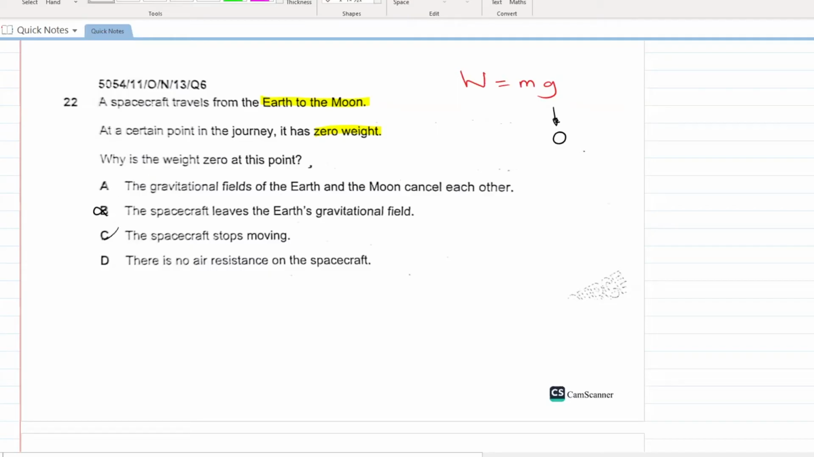The spacecraft stops moving? No. There is no air resistance? No. The gravitational fields of the Earth and Moon cancel out? Yes, this could be possible. Why? Because let's say Earth has a gravitational field strength of plus 5. Moon has a gravitational field strength of negative 5. Both of them will add up and give you a total gravitational field strength of 0. If gravitational field strength becomes 0, your weight will be equal to 0.